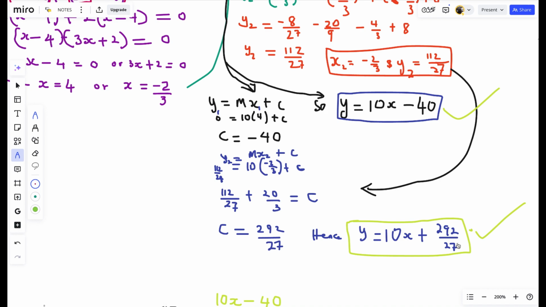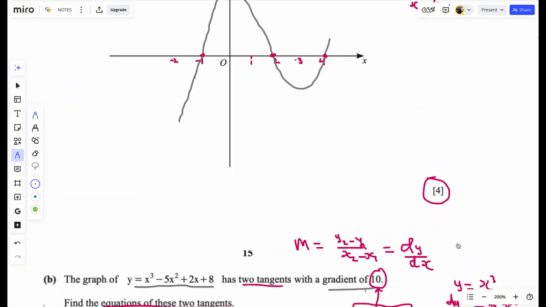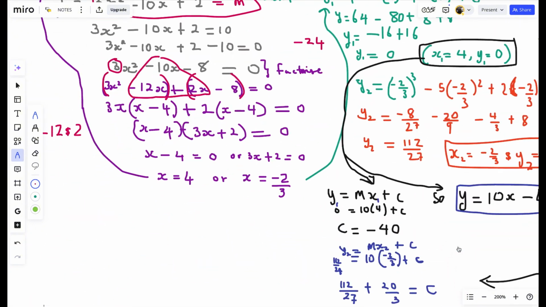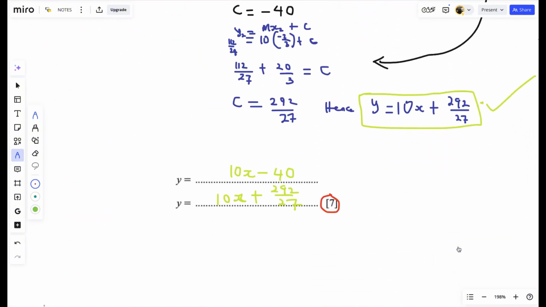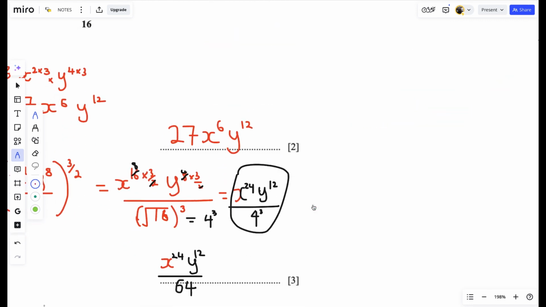Like 1A, 1B, 1C, everything can be 7. Just this question 8B, 7 marks. So if you're unable to do this, it's a dangerous thing. Then you come and write the equation: y equals 10x minus 40, the equation of the first tangent. Then the second y equals 10x plus 292 over 27. You get your 7 marks. Okay? Now let's move on.